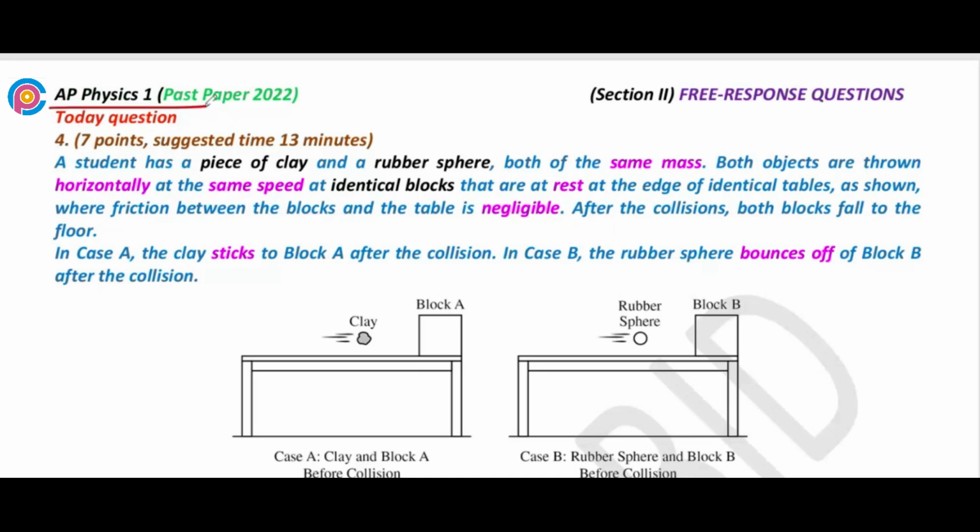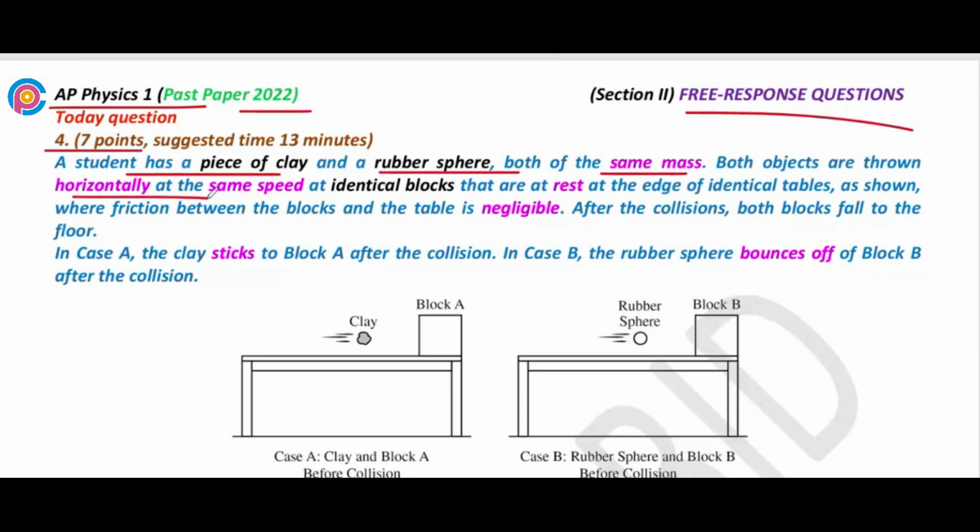Hi, we have the AP Physics 1 past paper 2022. We are discussing the free response question section. In this part, we have question number 4, which carries 7 points. In this, a student has a piece of clay and a rubber sphere, both of the same mass.